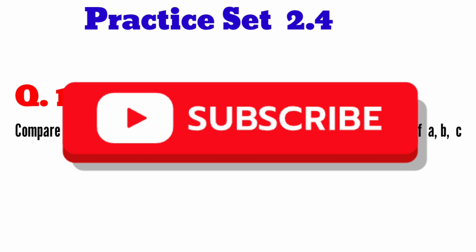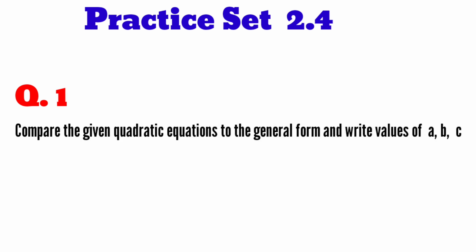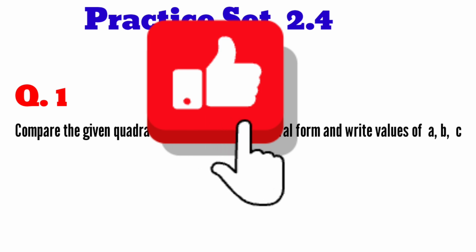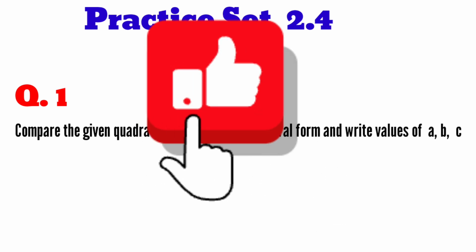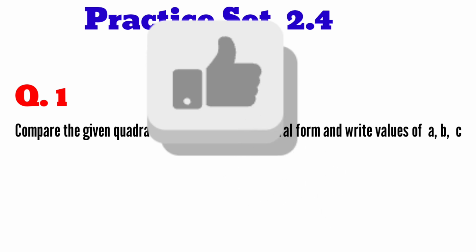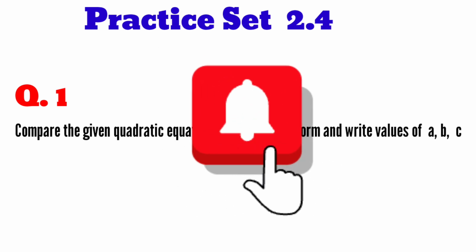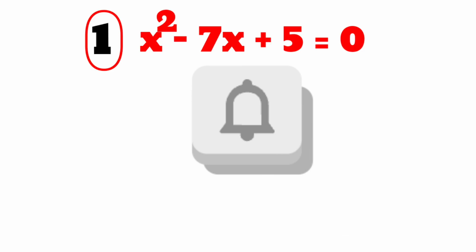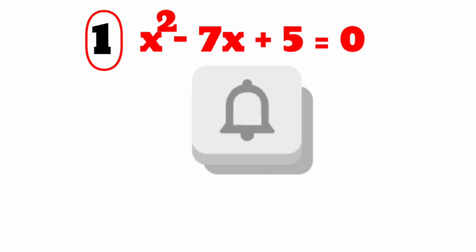In this video, we want to find the value of a, b, c. Class 10th Quadratic Equations Practice Set 2.4 Question number 1. x square minus 7x plus 5 is equal to 0.